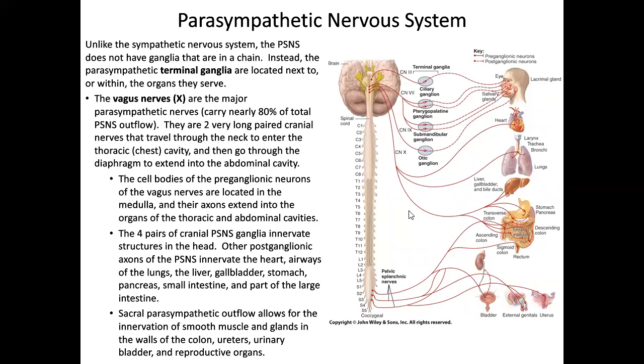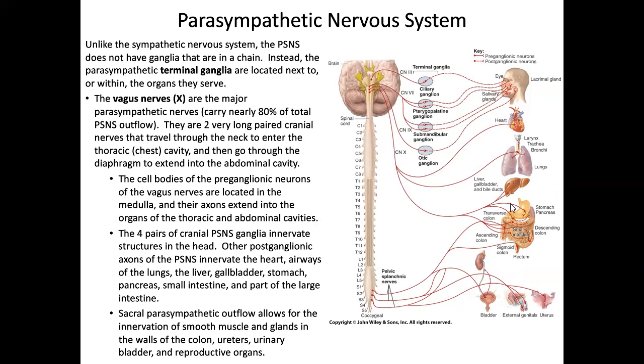Now, unlike the sympathetic nervous system, the parasympathetic nervous system does not have ganglia in a chain. So that's why we don't see those two chains in this picture. Instead, the synapsing takes place out in what we call terminal ganglia, which in many cases, like right here, is almost actually within the organ that's being served. Where the first neuron and the second neuron meet is almost at the organ or even within the organ that's being served. That's why it's a long pre and then a short post.